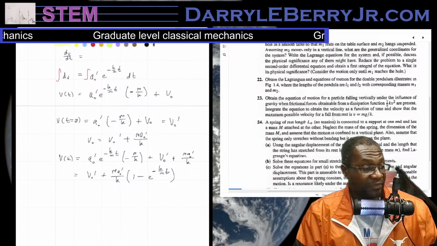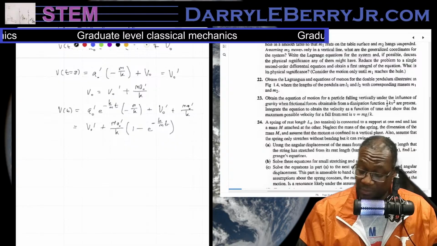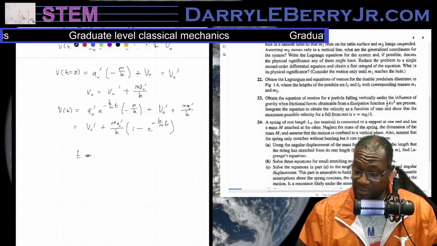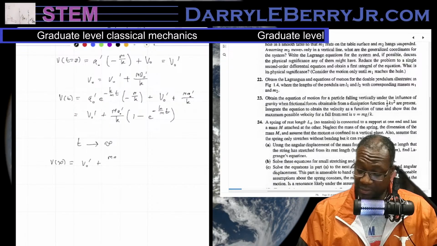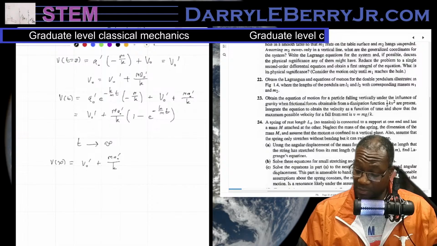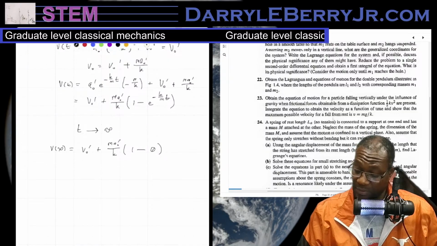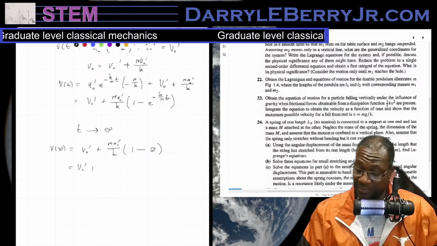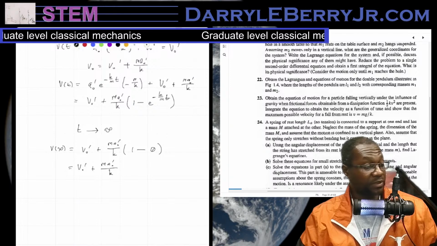and show that the maximum possible velocity is the terminal velocity. So as t approaches infinity, we have v of infinity equals v naught prime plus m a naught prime over k, times 1 minus 0, because when you have the infinity in the denominator, it'll make it 0. So we have that equals v naught prime plus m a naught prime over k. I believe that's what she has.